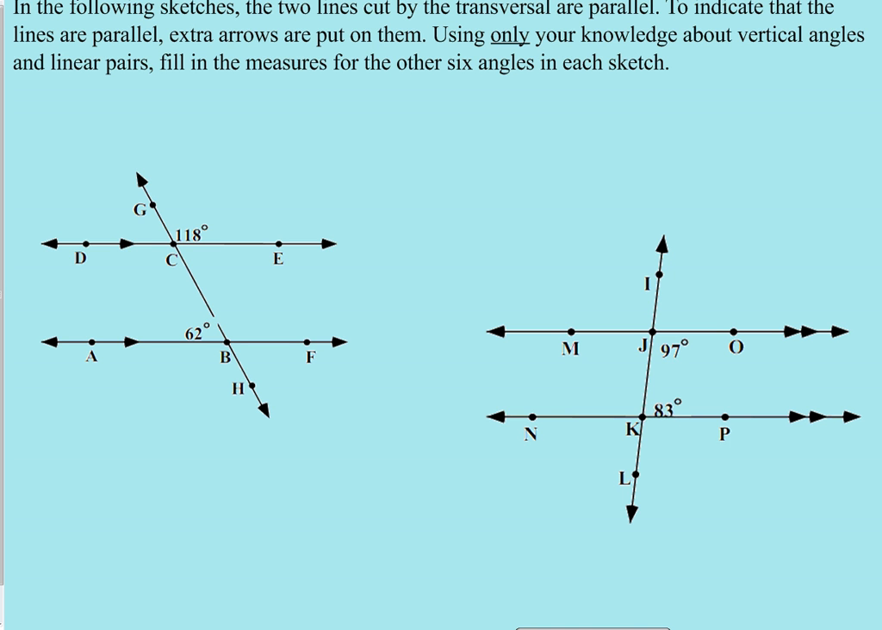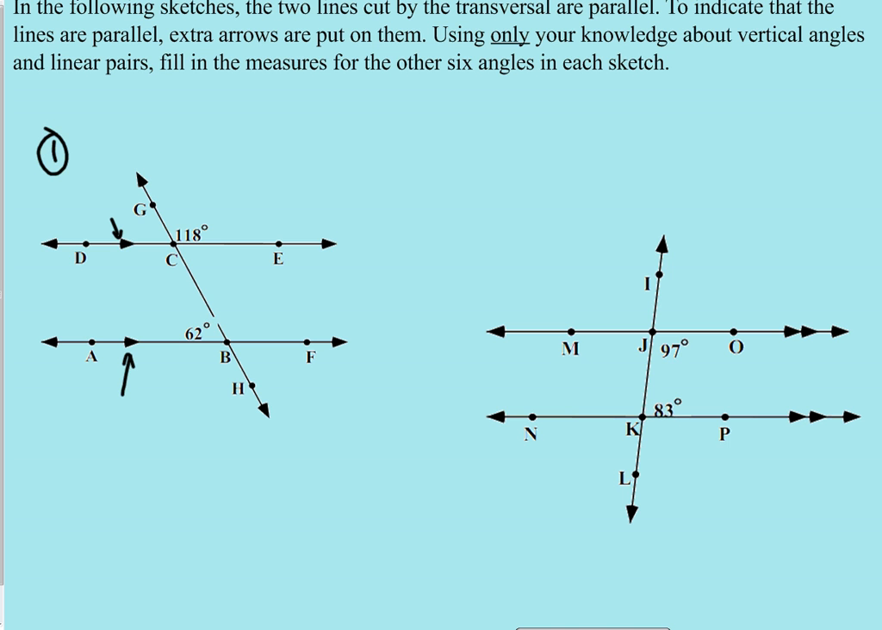Using only your knowledge about vertical angles and linear pairs, fill in the measure for the other 6 angles in each sketch. So now we're going to apply what we talked about with vertical angles and linear pairs. Okay, so here, number 1, these arrows indicate that those two lines are parallel. Okay, it's just an extra arrow to tell you that that's the case. So now use what you know about vertical angles.